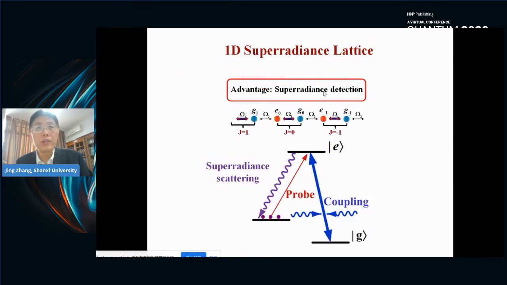In order to detect the energy band, EIT energy configuration and superradiance scattering are employed. The atoms are initially prepared in another ground state. The probe laser pumps atoms in the optical lattice, coupled to energy levels. Then we achieve superradiance enhancement in a certain direction of spontaneous emission, which gives the information of the energy band.